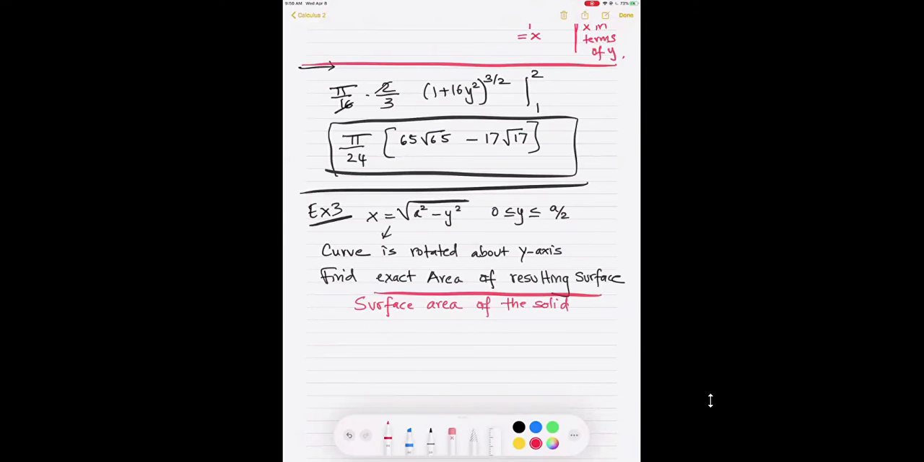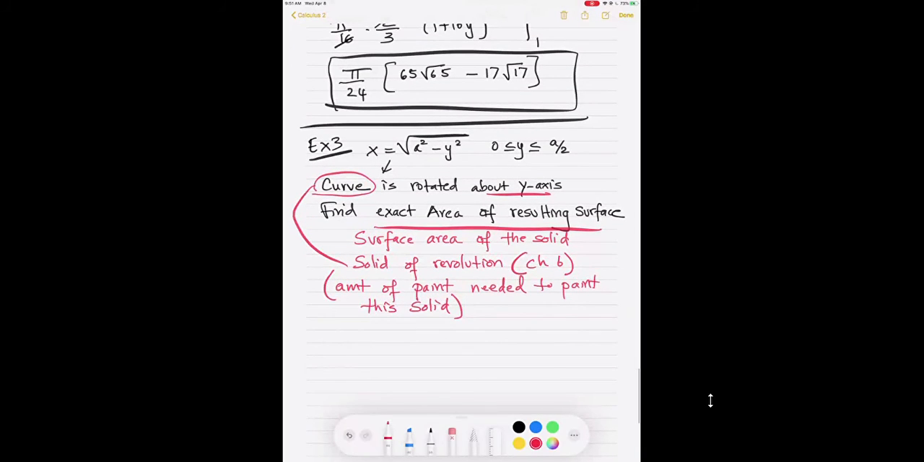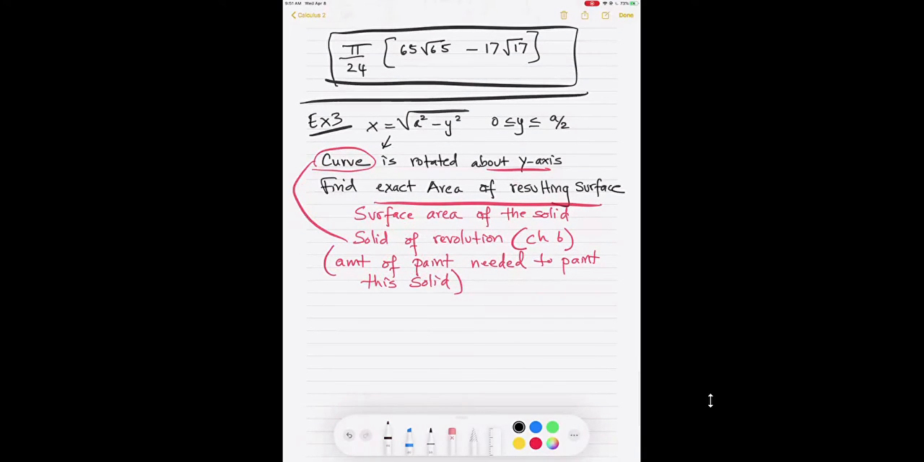I want to remind you, this is from chapter 6. So if you have a curve which is rotated about an axis, that gives you a solid of revolution. So this is from chapter 6. When it is asking you area, you can say to yourself, oh, I'm supposed to find the amount of paint needed to paint this thing. And this is the surface area. So start this one then.